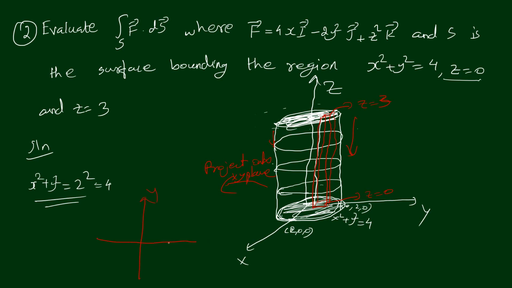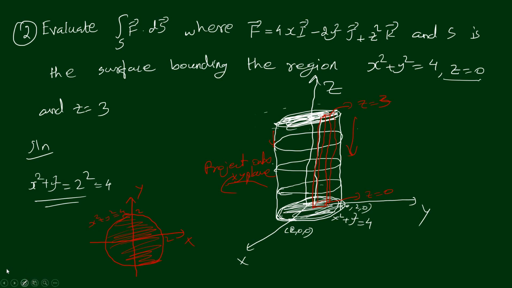Suppose this is the y-axis and this is the x-axis. We will get a circular region like this, so you will get a disc. The inside portion of the circle we will get. So this point is 2, and this point is also 2. The equation of the circle is, we know, x square plus y square is equal to 4.